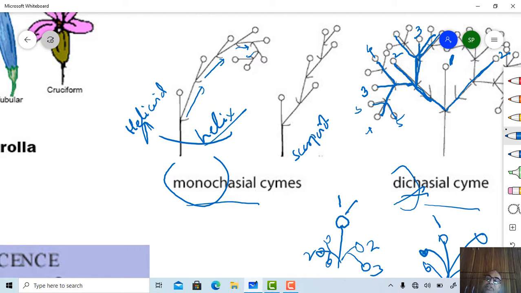Well, in case of scorpioid cyme, this is the first flower, on the right side it produces a second flower, which produces a third flower on its left side, again a fourth flower to the right, again left. So when a zigzag type of flowers are produced singly, then it is called a scorpioid monochasial cyme.